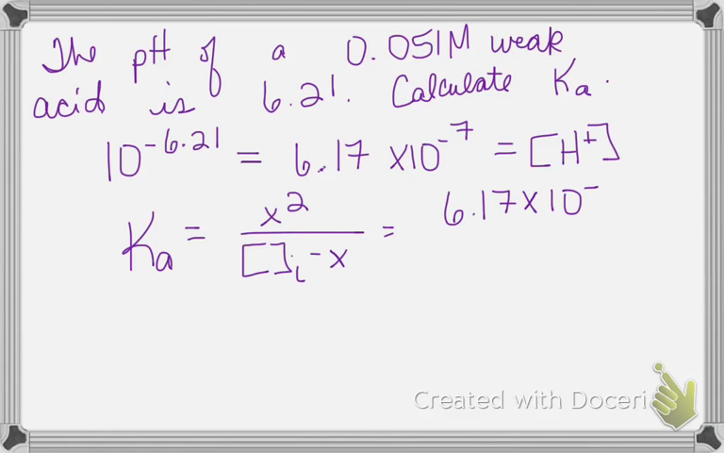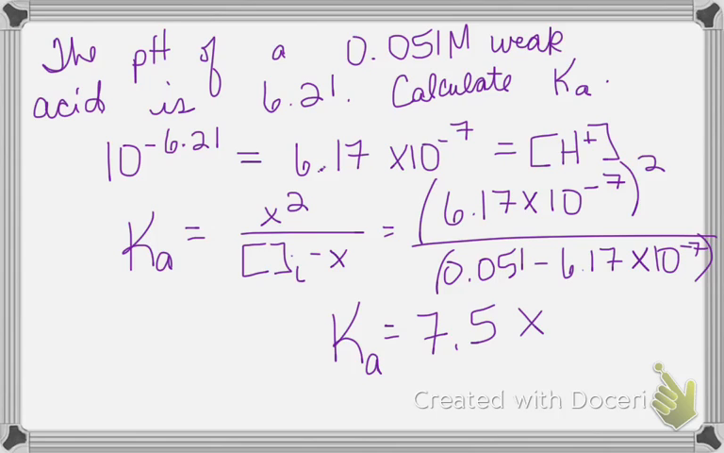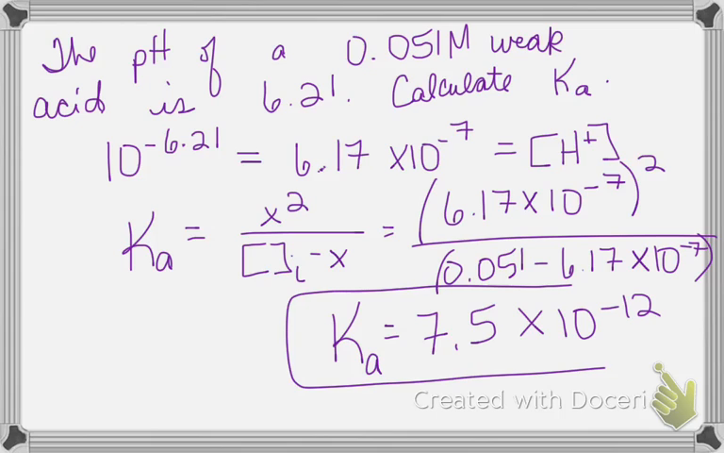I forgot to hit record, but that's okay. Divided by 0.051 minus the 6.17 times 10 to the minus 7. And when I work all that out, 7.5 times 10 to the minus 12. And remember, it is an equilibrium constant, so it's unitless.